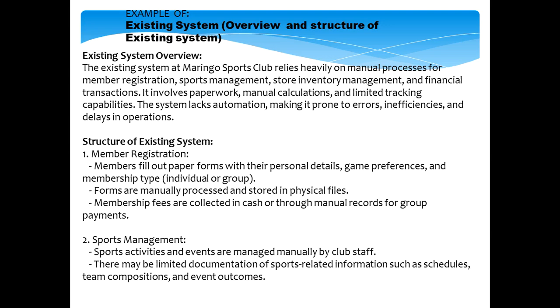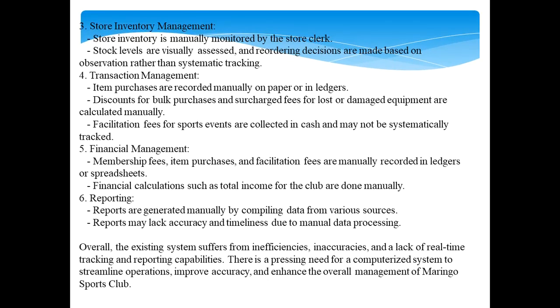Then sport management, how is it done currently before we computerize? Sports activities and events are managed manually by the club staff. There may be limited documentation of sports-related information such as schedules, team composition, and event outcomes. Then the next part here is store inventory management. How do these guys currently, before you computerize Maringo, work on store inventory management? Store inventory is manually monitored by the store clerk. Stock levels are visually assessed and reordering decisions are made based on observation rather than systematic tracking.